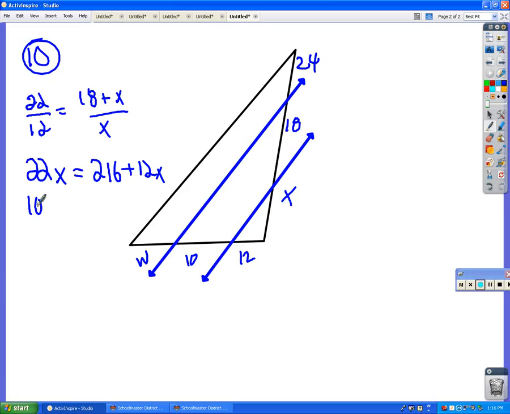Oh, no, it comes out to 3 decimals. Good. Okay, so 10x equals 216. So x equals 21.6, which is the correct answer. Can somebody raise their hand and tell me an easier proportion that you could use?